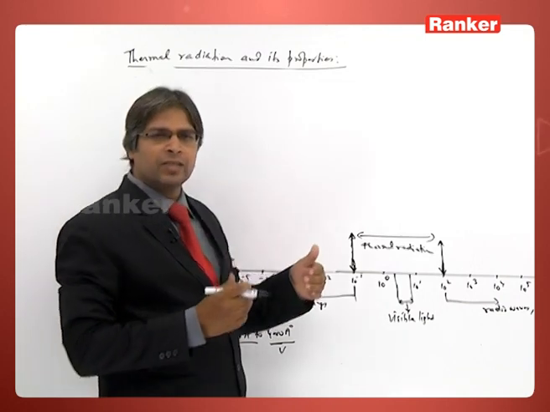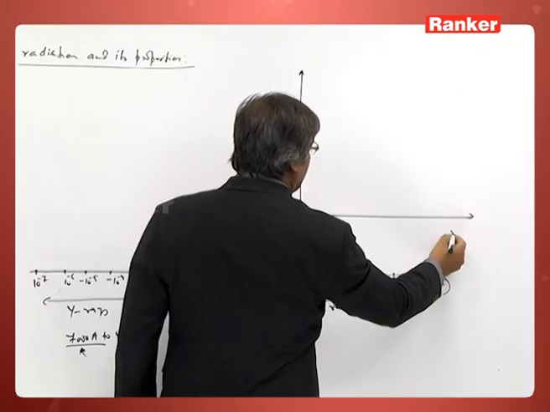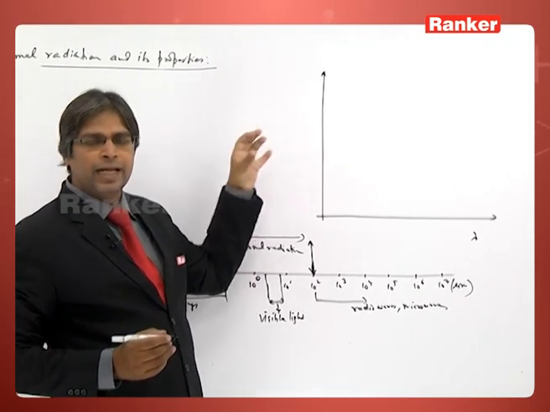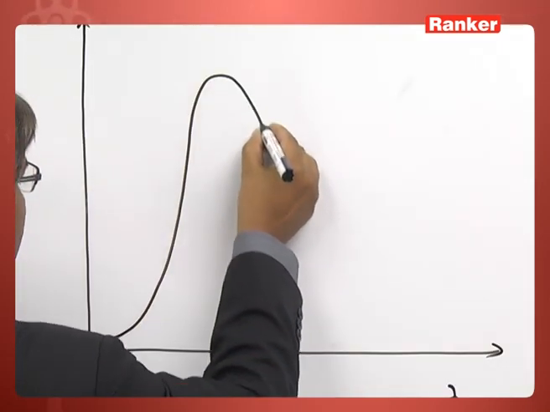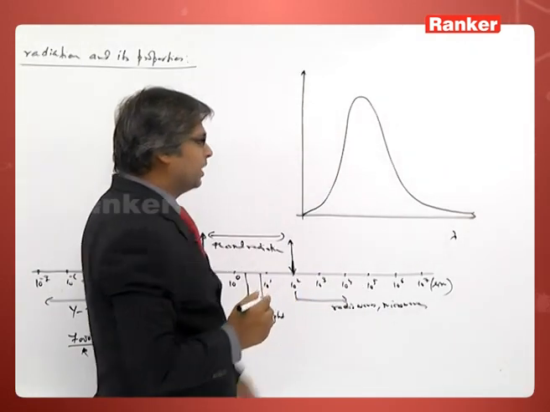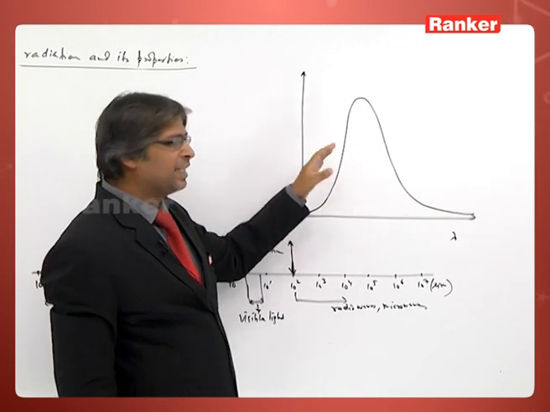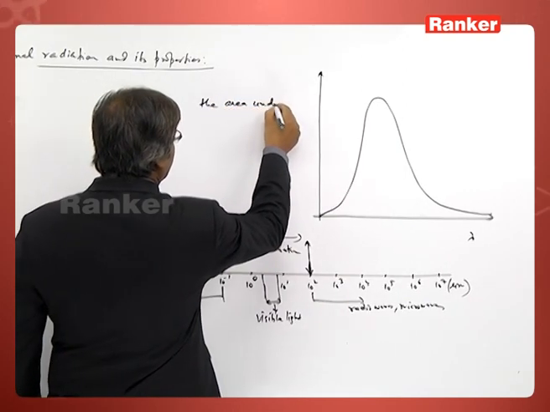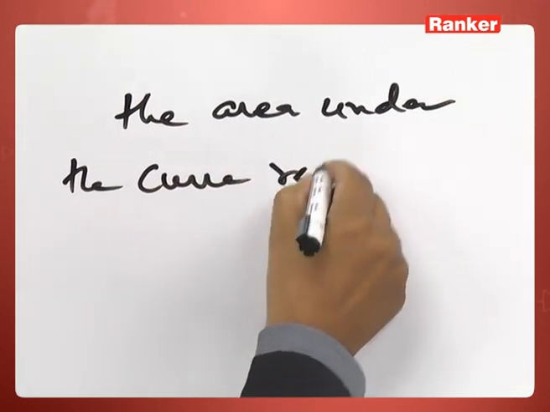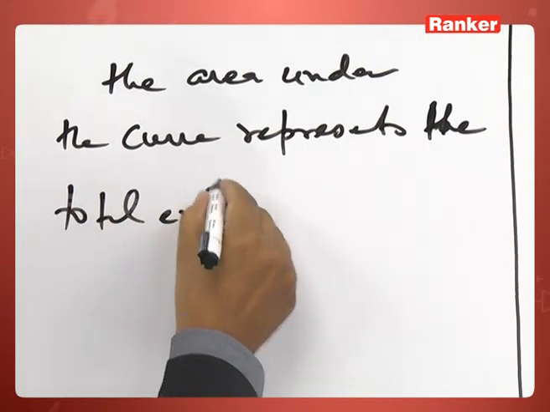Now, let us plot the dependence of this thermal radiation on the wavelength. So, you see we have a graph, this is the graph we plot. Here we plot the wavelength and here the intensity of the emitted radiation. So, the graph comes out like this. It decreases asymptotically. Any body radiates all wavelengths with varying intensity. Here the area under the curve represents the total emitted radiation.